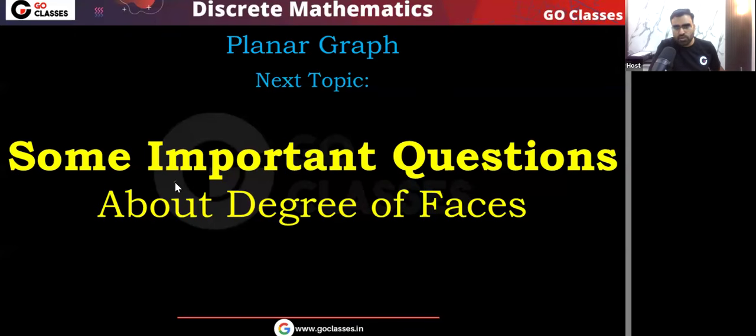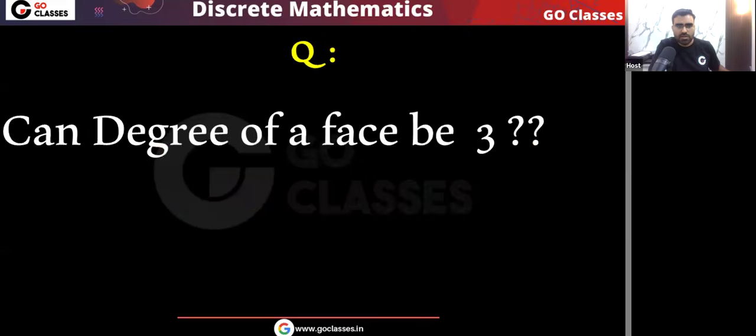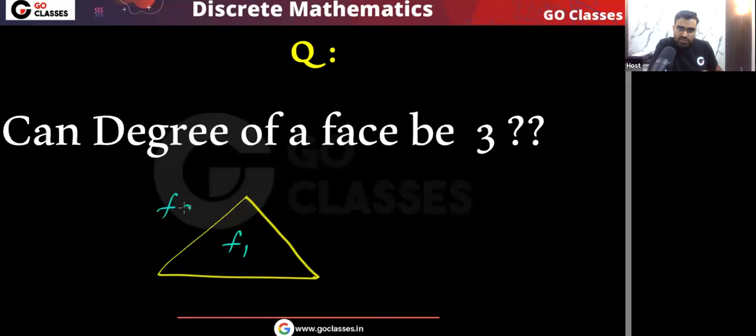Now let's see some important questions related to degree of faces. Tell me this question. Can the degree of a face be 3? Is it possible that the degree of a face is 3? Yes, this is possible if you have a triangle. See, if you want the degree of a face to be 3, then definitely it should be surrounded by 3 edges. Yes or no? So you can see in this situation, the degree of F1 is also 3 and the degree of F2 is also 3.